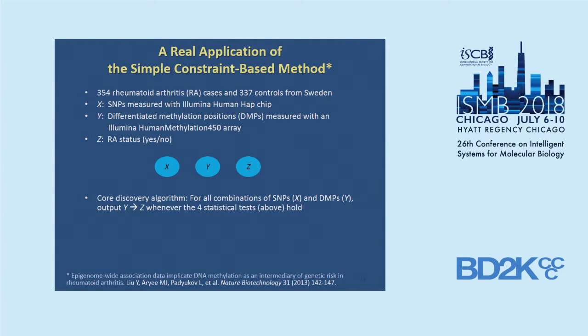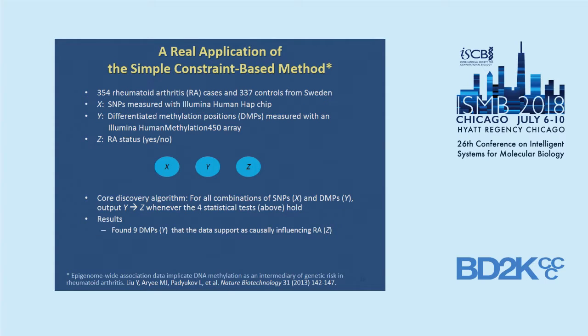So the core discovery algorithm is for all combinations of SNPs, that is for every possible SNP X, we can try different X's, and for every possible differential DMP Y, we would output Y causes Z in an unconfounded fashion whenever those 4 statistical tests hold. And that's what the authors did of this paper that's shown at the bottom that was published in Nature Biotechnology in 2013 by Liu and colleagues. The results were that they found 9 DMPs that the data support as causally influencing rheumatoid arthritis.